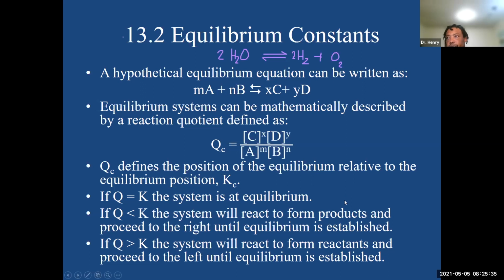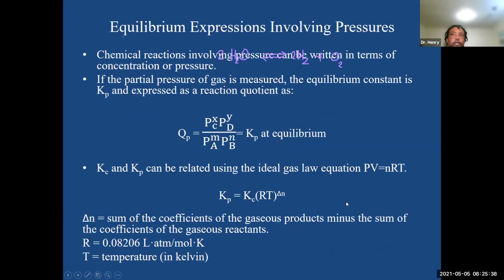Now, this also works with pressures. If you have partial pressures, because in a system, you're going to have partial pressures associated with the system. So all of the things in the system that are gases are going to provide a partial pressure associated with it. So you can use that partial pressure to calculate the equilibrium constant because PV equals nRT under the ideal gas law.